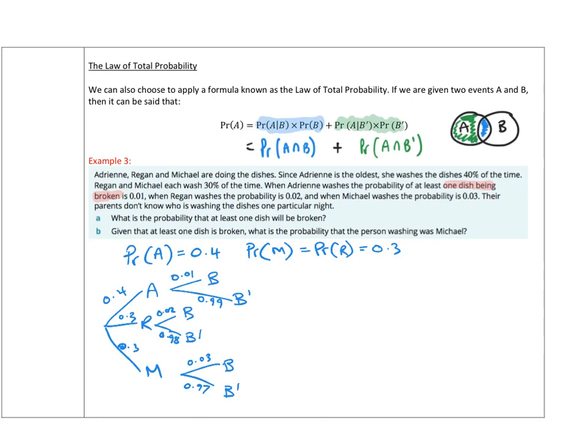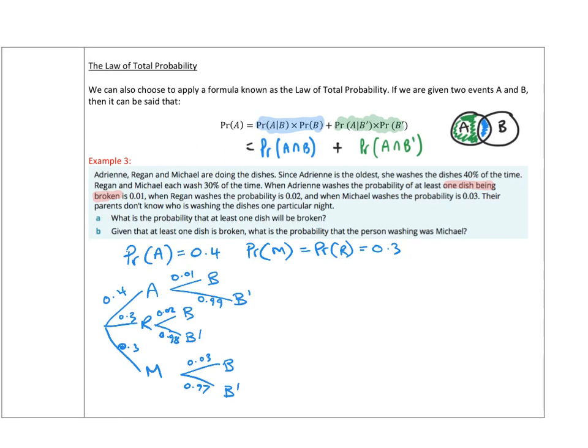Now it says that their parents don't know who is washing the dishes one particular night. That really is just there to show you that these could be anything. If they knew that it was going to be Adrienne, then obviously we know the chance of it being broken. But the question says, what is the probability that at least one dish will be broken? So we're after here, what is the probability of B?